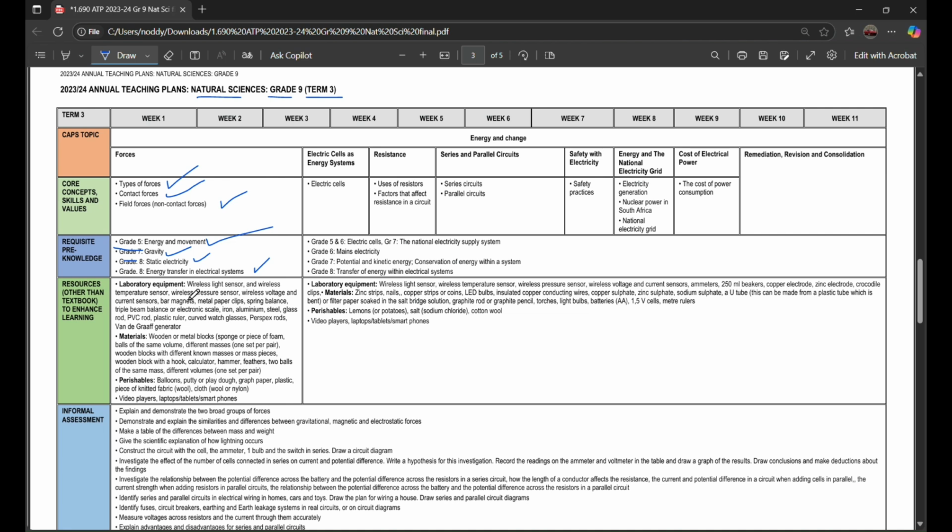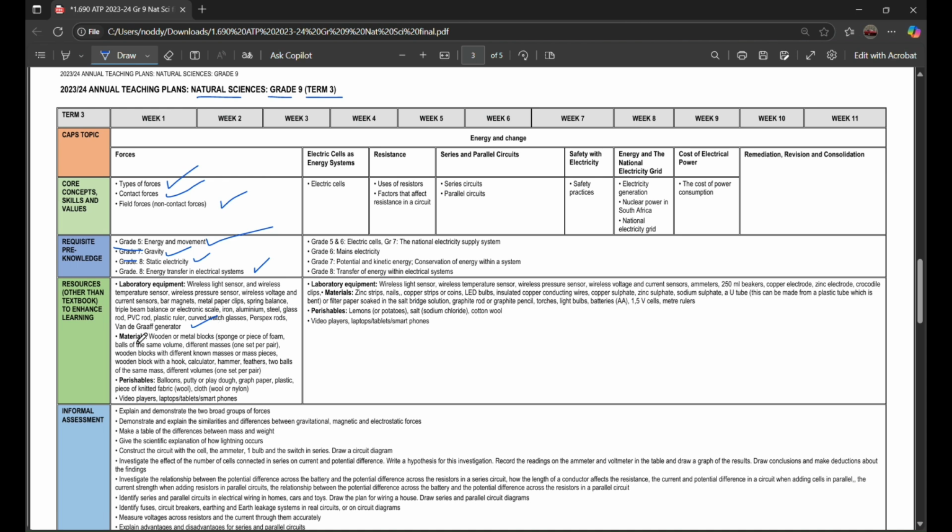The laboratory equipment, which is a wireless light sensor and wireless temperature sensor, wireless pressure sensor, wireless voltage and current sensors, bar magnets, metal paper clips, spring balance, triple beam balance or electronic scale, iron, aluminium, steel, glass rod, PVC rod, plastic ruler, curved watch glasses, perspex rods, and Van de Graaff generator.